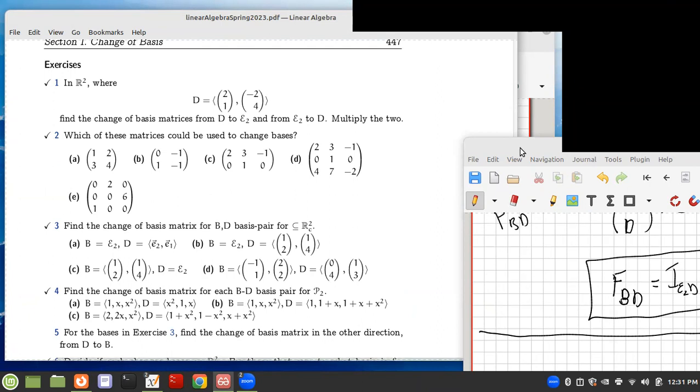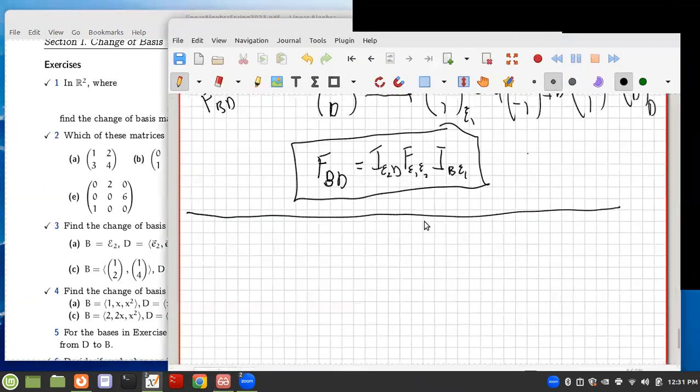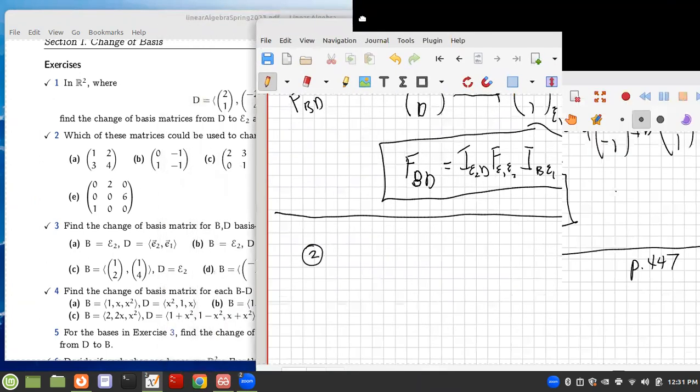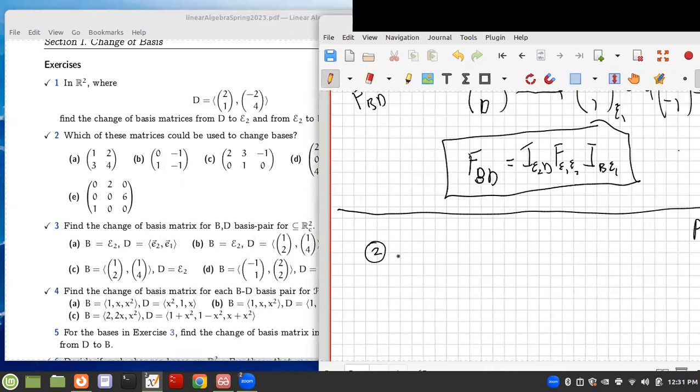Okay, well, let's look at page 447, number 2. Okay, so just number A. Here's a matrix: 1, 2, 3, 4. Nothing special about it. Now, the question is, which of these basic matrices could be used to change bases?